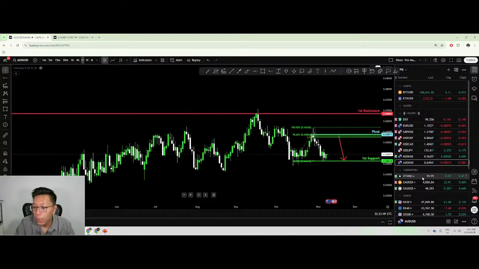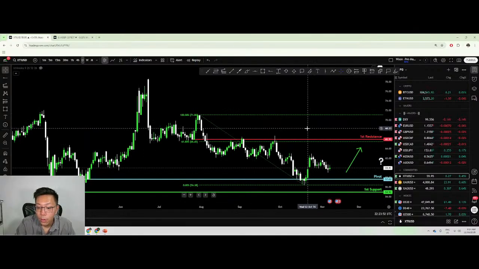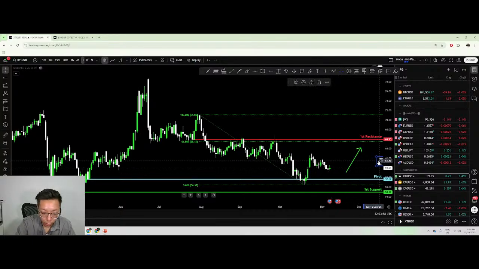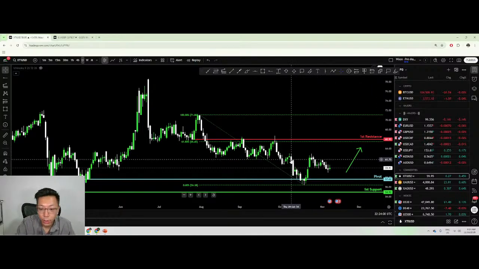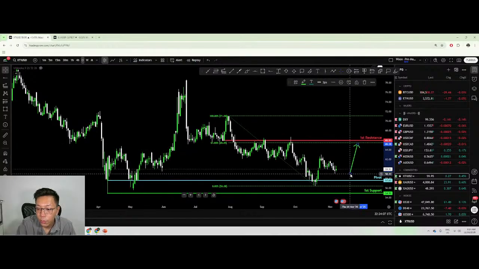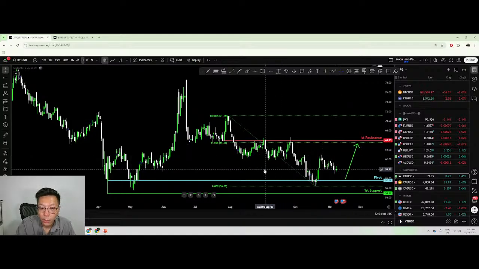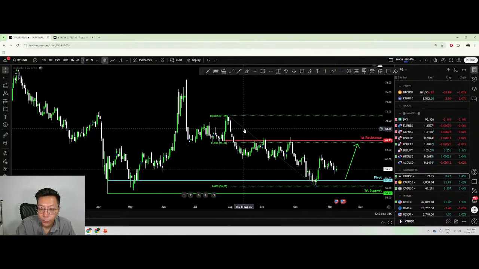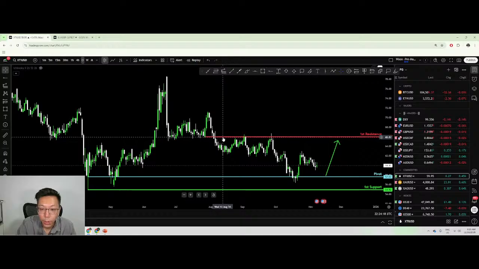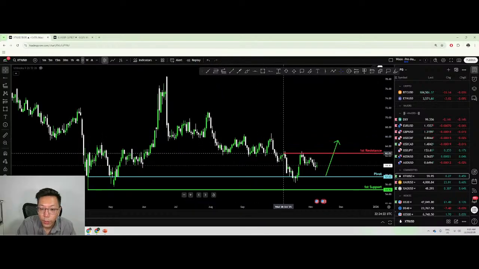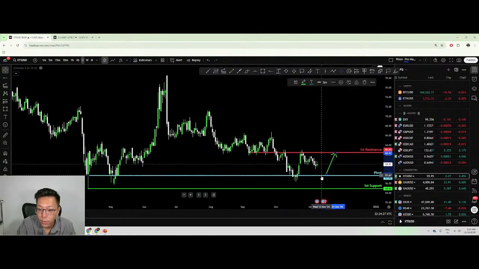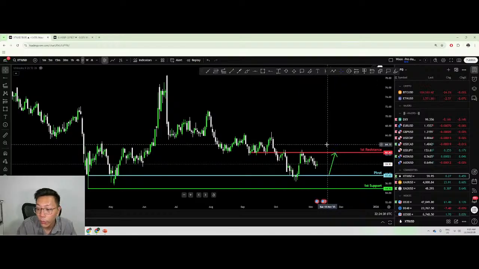Now let's take a look at oil. Oil is not really moving like how I thought it would move. It's taking a long time to actually move to my levels. If you look at how oil is moving right now, after oil I'll move on to gold.